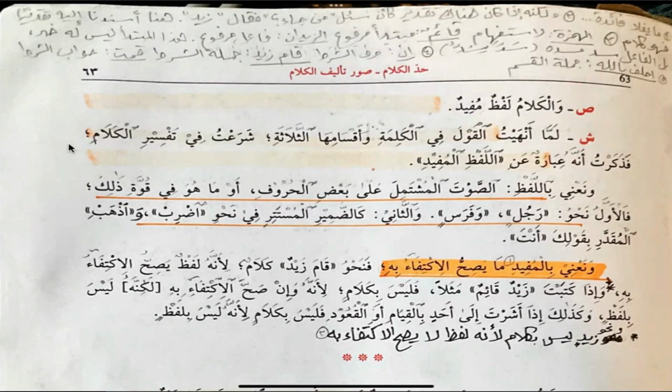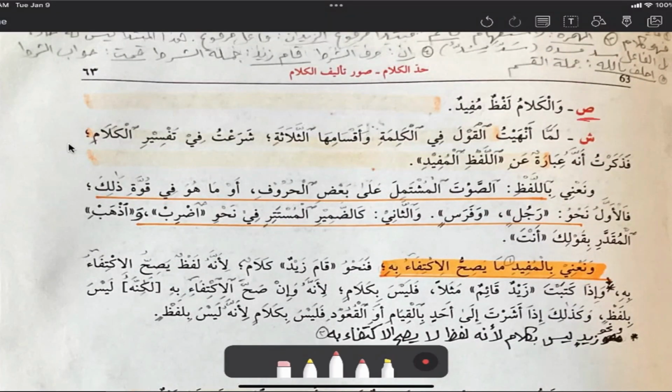We're starting a new section now. We finished talking about the harf. The author says, Asl, original text.